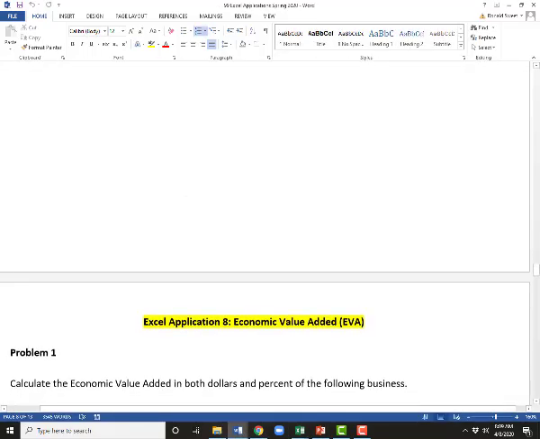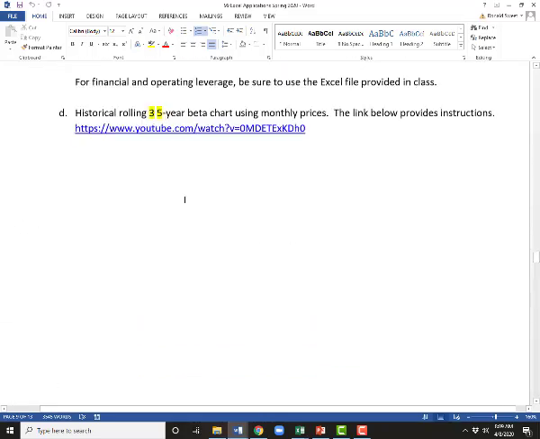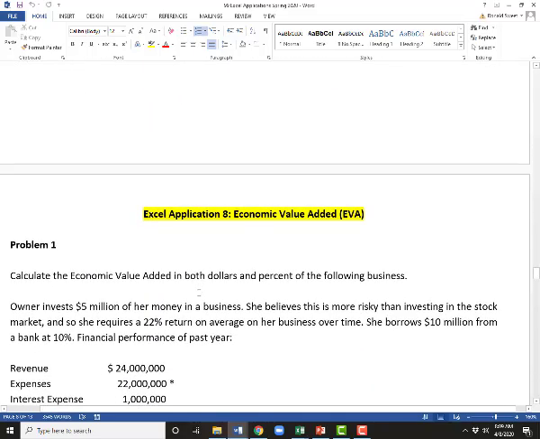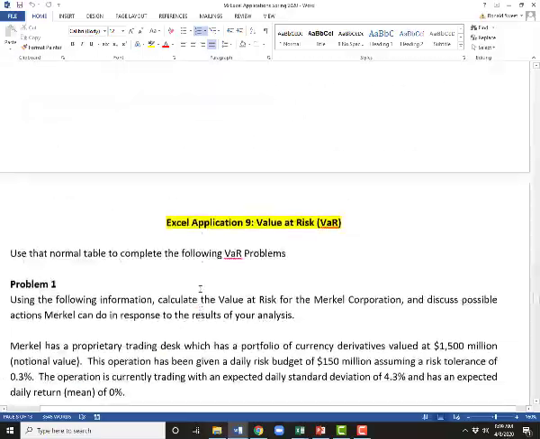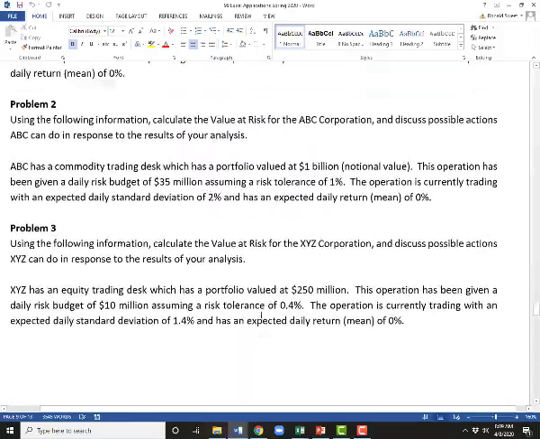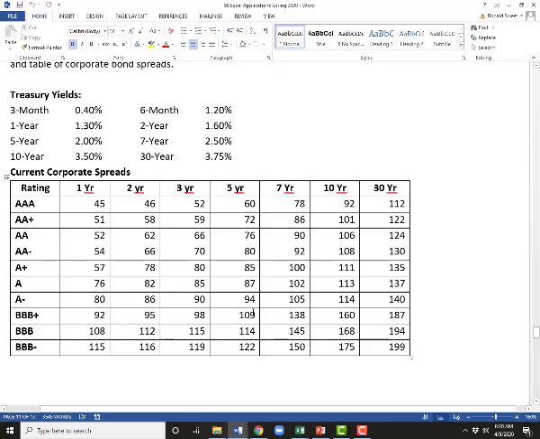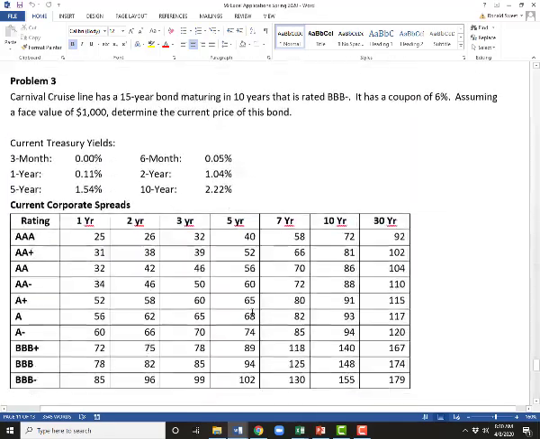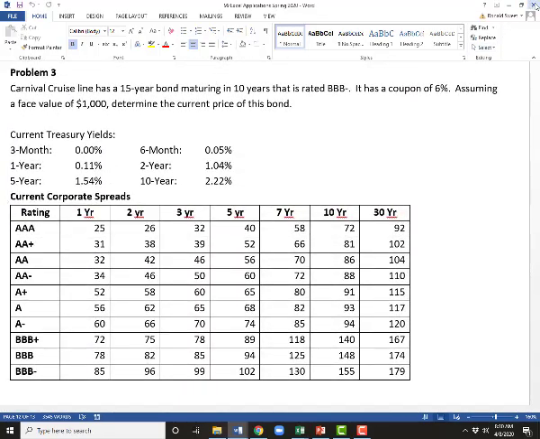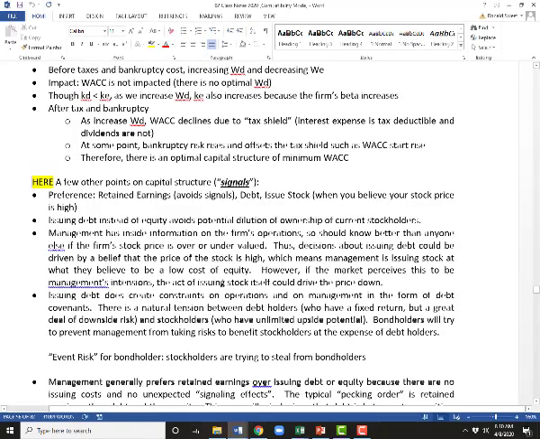And then 8, you already know, is EVA, maybe the easiest of the entire group. So we're getting close to the end. We have one on risk management, and then we have evaluation of bonds and evaluation of stocks, and then we're through. So we're getting close to the end of the Excel applications.